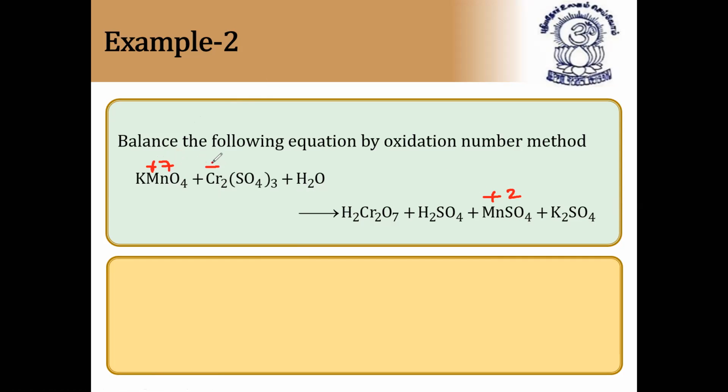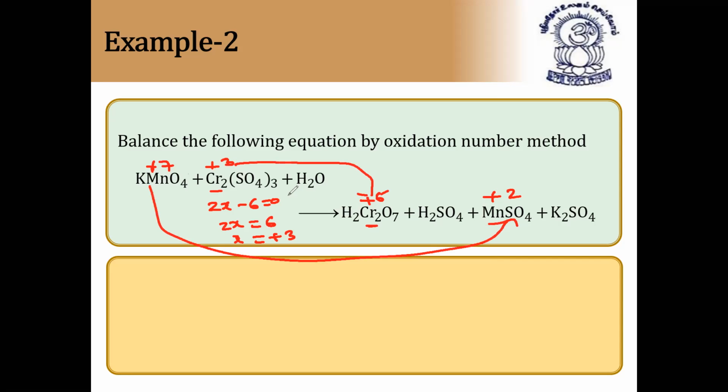Chromium: 2x minus 6 is equal to 0, implies 2x is equal to 6. So x is equal to +3. So +3 changes to +6. So since 2 chromiums are involved, total electron change is 6. So it is an increase in oxidation number, and this is a decrease in oxidation number. Remaining all, there is no change. So decrease in oxidation number, increase in oxidation number. So if you could do balancing of only chromiums and manganese, you'll get the answer.